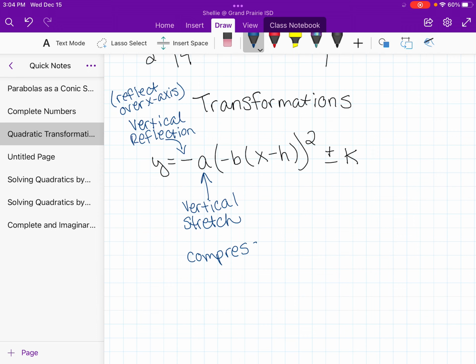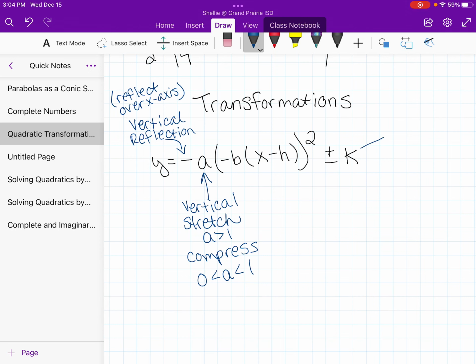All right, if it's a stretch, then A will be greater than 1. If it's a compress, A will be a number between 0 and 1. So numbers between 0 and 1 would include 0.5, 1/2, 3/4.